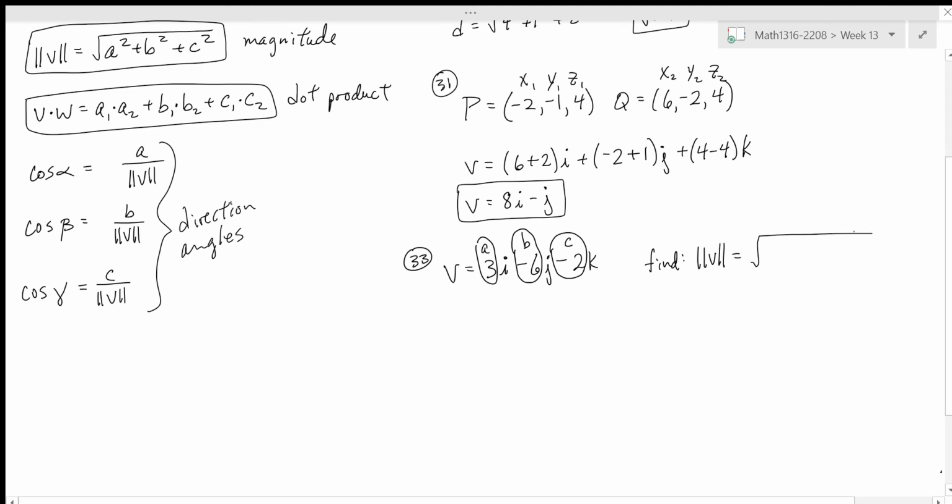Here we go. Square root of 3 squared plus -6 squared plus -2 squared. And what a great time to use a calculator. Don't forget, negative numbers have to go in parentheses. And I would like the exact value. 7? Even? It actually worked out to be just a 7? That's freaking cool. And you know what magnitude is, right? Magnitude is the length of the vector. Don't forget that. Magnitude represents the length of the vector.